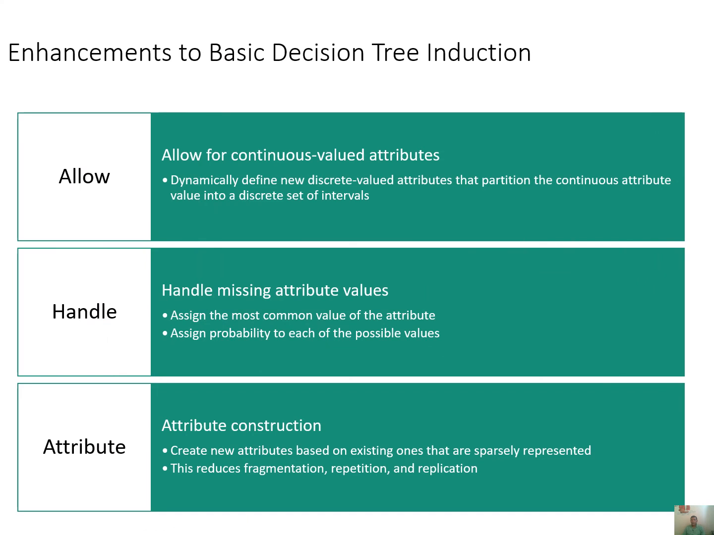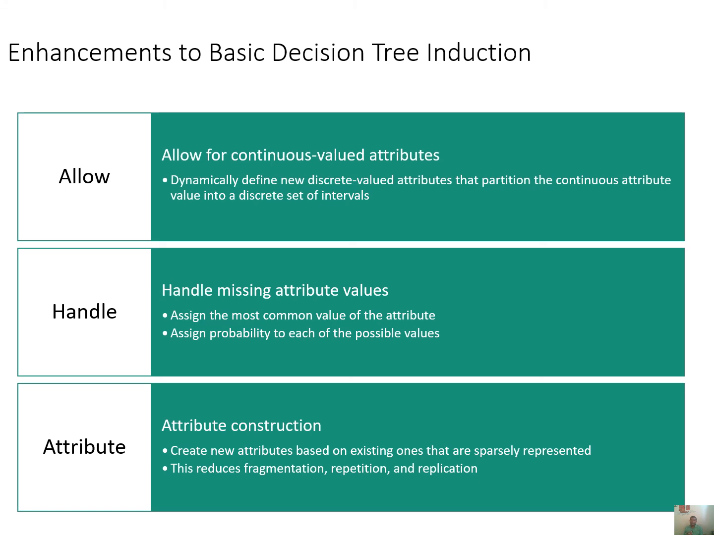Then, enhancements to basic decision tree induction. We have to follow a few important facts while designing a tree. Allow continuous valued attributes. Dynamically we have to define, or separate, the continuous valued attributes in such a way that the classes are constructed very properly and accurately.